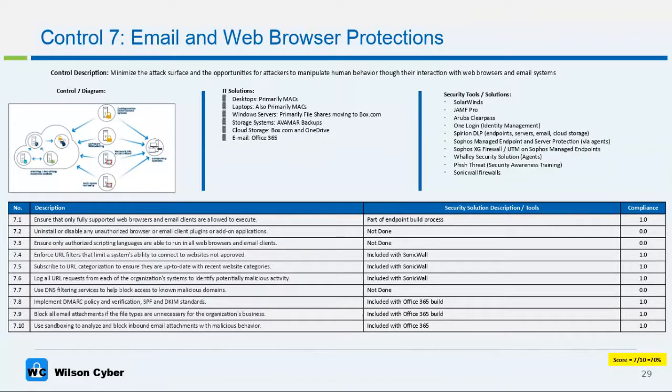Fully supported web browsers and email clients, disable unauthorized browser or email client plugins, ensure only authorized scripting languages are run, ensure URL filters limit systems' ability to connect to websites, subscribe to URL categorization to ensure they're up to date, log all URL requests from each of the organization's systems, use DNS filtering to block access to known malicious domains, implement DMARC policy and verification, SPF and DKIM standards, block all email attachments if the file types are unnecessary, use sandboxing to analyze and block inbound email attachments.